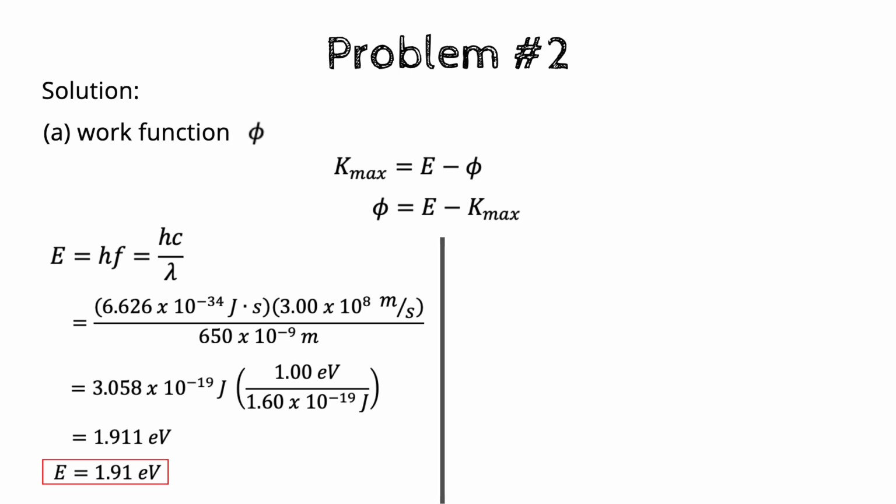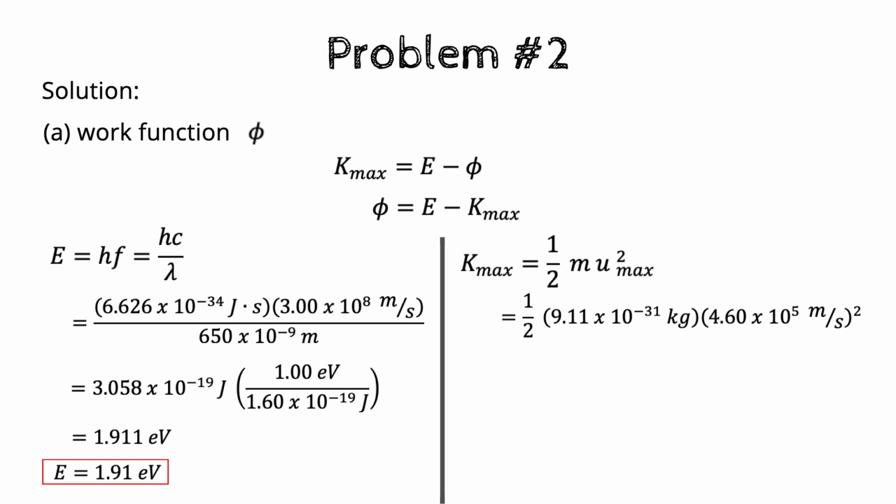Next, we solve for the maximum kinetic energy of ejected electrons. The maximum kinetic energy of ejected electrons is equal to 1/2 of the mass of the electron, 9.11 times 10 to the negative 31 kilogram, times the square of its maximum speed, 4.60 times 10 to the power of 5 meters per second. Computing them, we get 9.64 times 10 to the negative 20 joule.